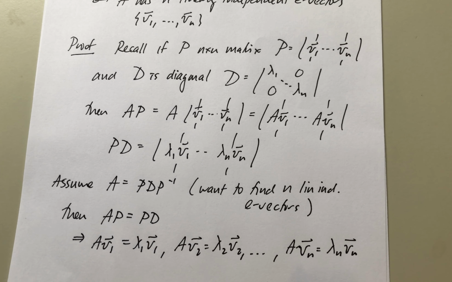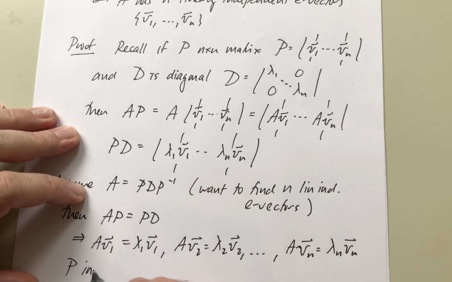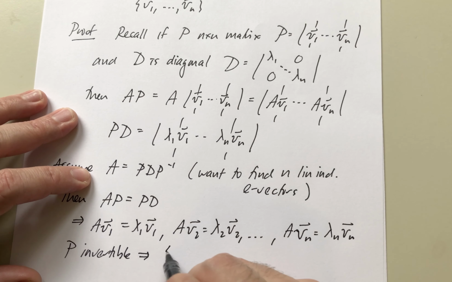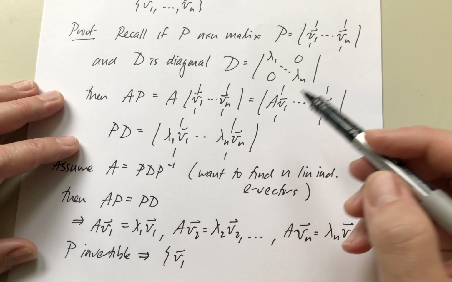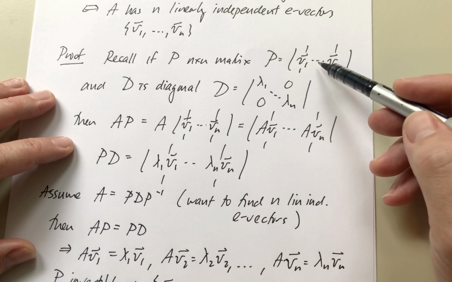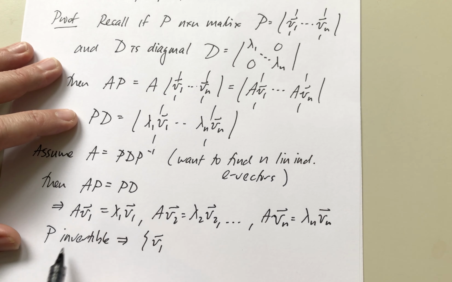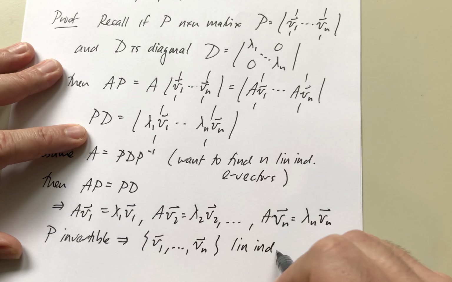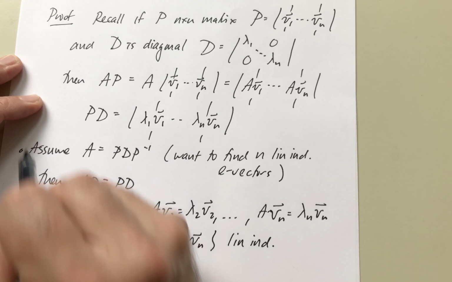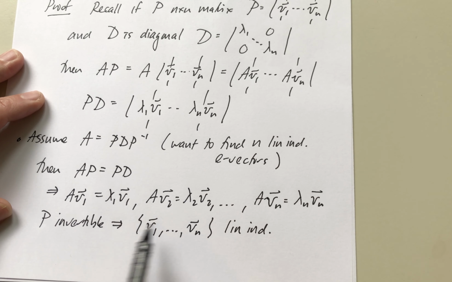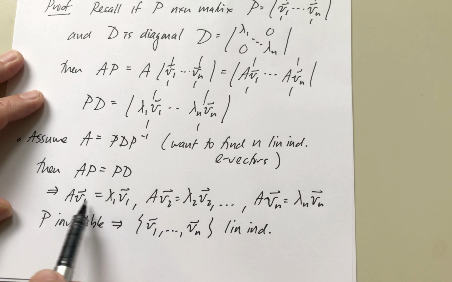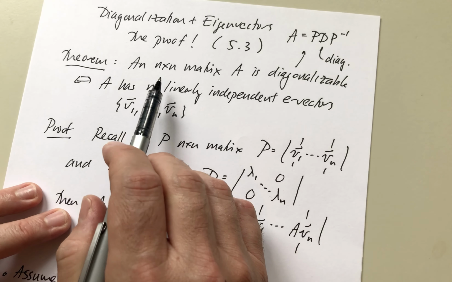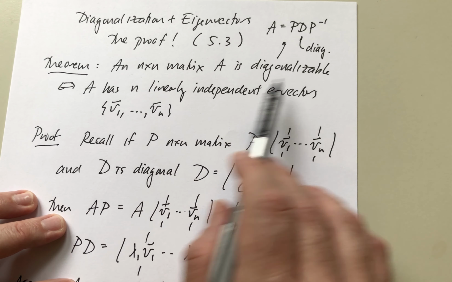Now, why are these linearly independent? Well, note that we're assuming that P is invertible, because there's a P inverse here. Remember P has the columns given by v1 through vn. If P is invertible, then this is a linearly independent collection. So we're done. Assuming that we have A equals P D P inverse, we've cooked up a collection of eigenvectors, and since P is invertible, that will be a linearly independent set. So we have one direction of this theorem: if you're a diagonalizable matrix, then you've got n linearly independent eigenvectors.